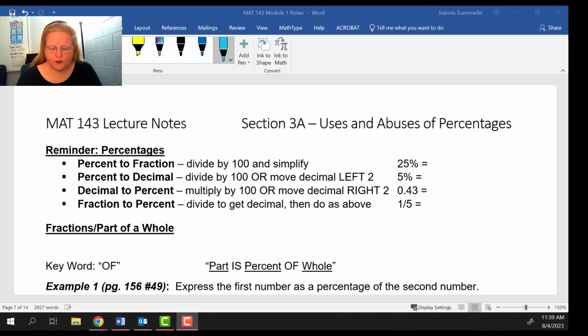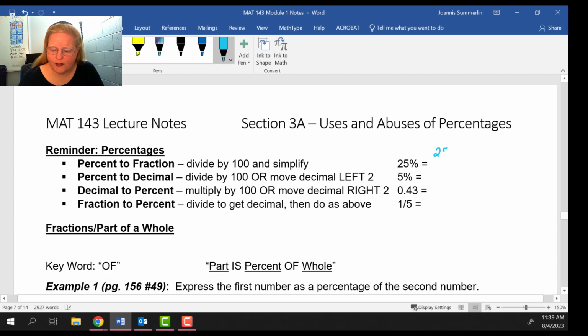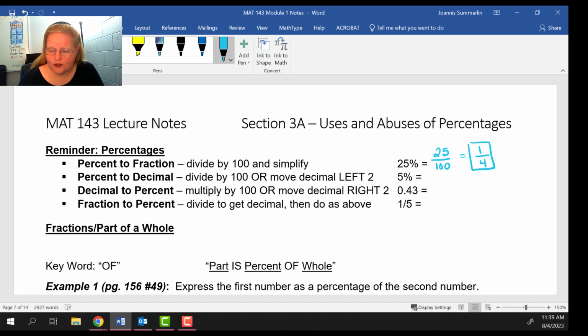So to go from a percent to a fraction, you just divide by 100 and simplify. So I'd take the 25% and do 25 divided by 100. Then I'd simplify that. I can divide 25 and 100 by 25, which will give me 1 over 4. That's my simplified fraction. To change 5% to a decimal, I drop the percent sign, and right now the decimal is at the end of the 5. Move my decimal 2 places to the left, which makes it 0.05. That's my decimal.